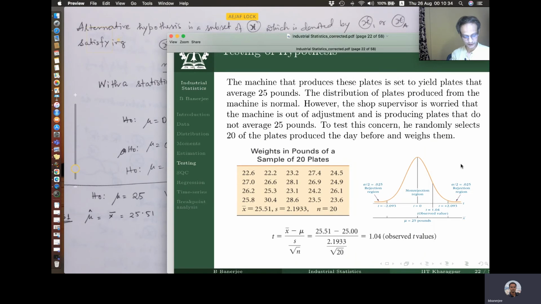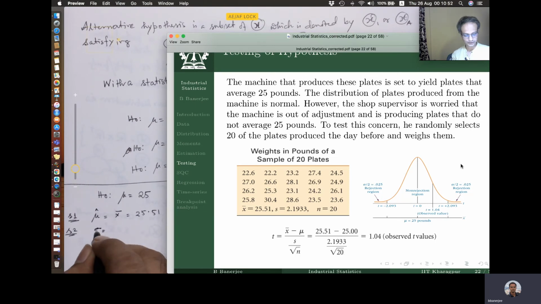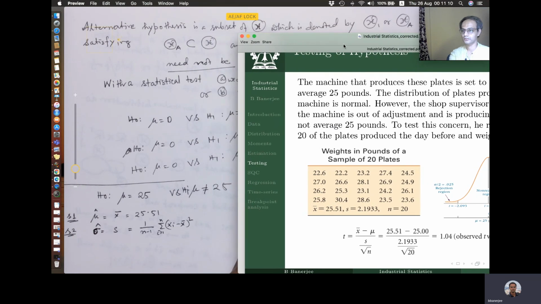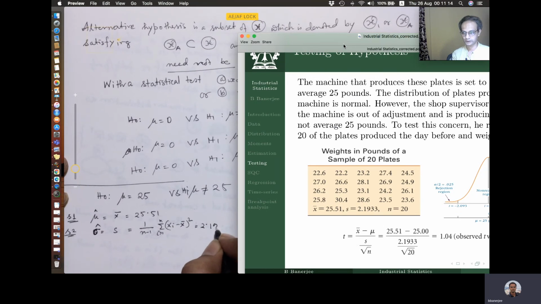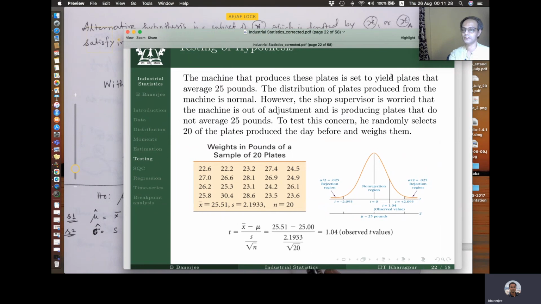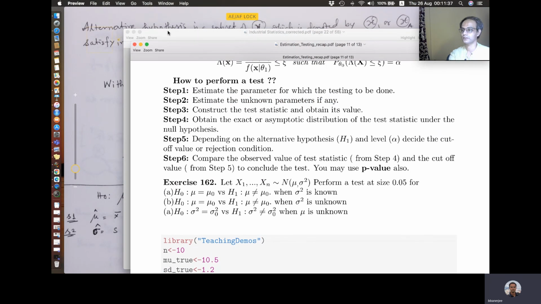So in step 1, you know that x bar is this. Now the second step: you have to calculate the unknown parameter, which is sigma here, and that is estimated by S. So sigma hat is S, which is 1 by n minus 1 sum over xi minus x bar whole square, i running from 1 to n, and that is found to be 2.193. Now you need to construct the test statistic. That was our third step: construct the test statistic and obtain its value.